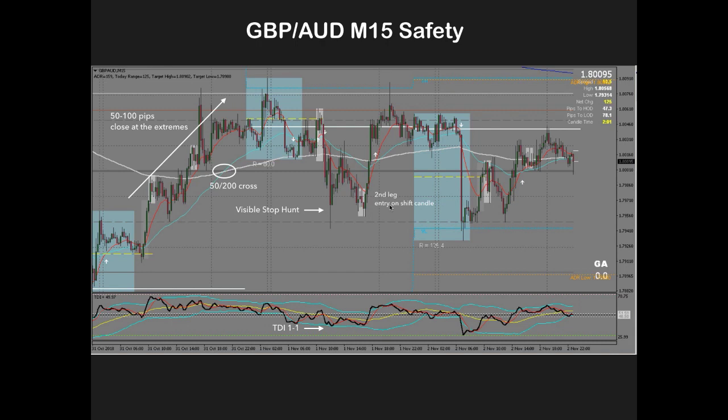But second leg entry on the shift candle. If you don't get a nameable pattern, then you're just looking for a shift candle. Shift candle, close above the 13 EMA, RSI above the market baseline, above the signal line. So there's your TDI confirmation, and there's your entry for a nice long trade. If you took that trade and got stopped out, you made it all back here, and then some.